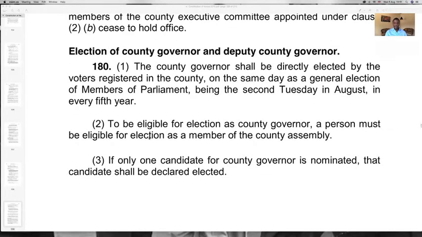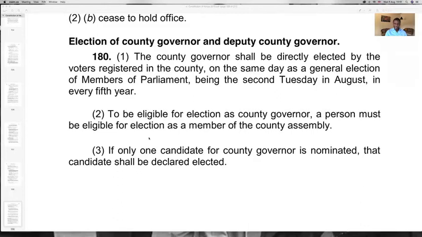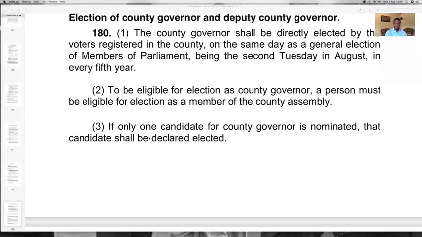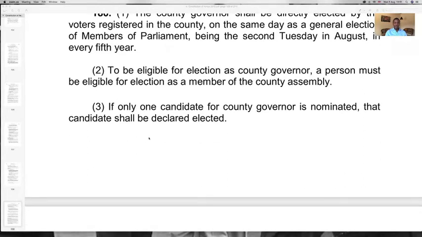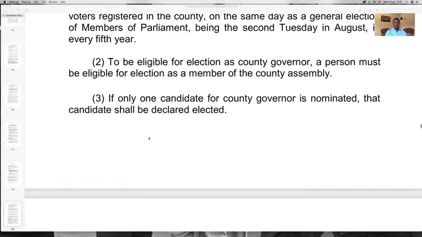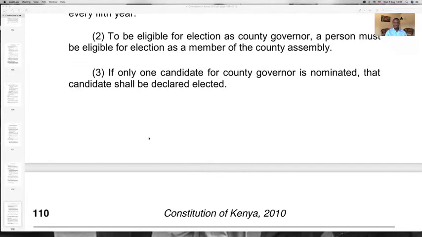Election of the county governor and the deputy county governor. The county governor shall be directly elected by the voters registered in the county, and this election happens on the same day as the general election of the members of parliament, being the second Tuesday in August in every 5th year. And to be eligible for election as a county governor, a person must be eligible for election as a member of the county assembly. We shall look at this shortly.